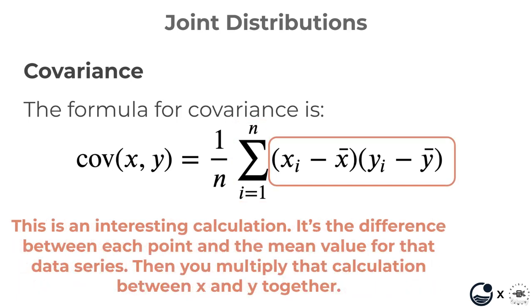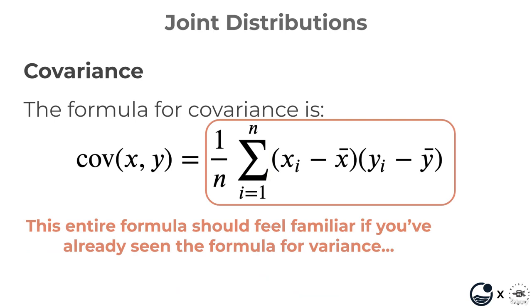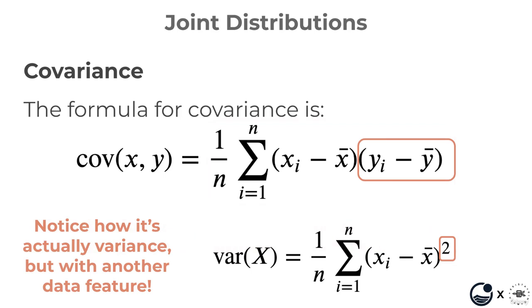It's an interesting calculation. Notice it's the difference between each individual point and the mean value for the data series. Then you're going to multiply that calculation between x and y together. This entire formula should feel familiar if you've already seen the formula for just straight variance. Notice how it's actually variance, but with another data feature. So if you think back to the formula for variance, it was extremely similar, except you squared it. In this case, you're essentially doing variance between two features, thus the name covariance.